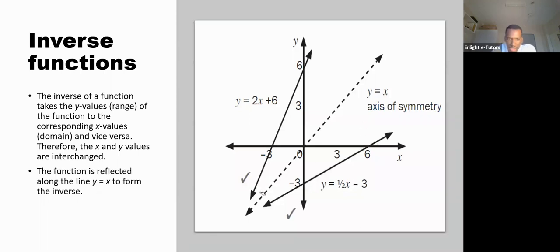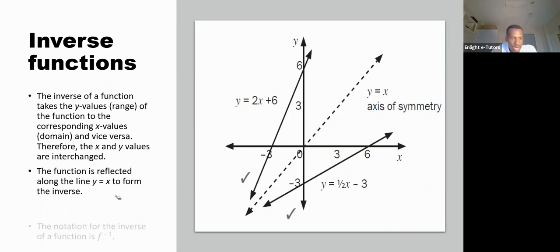Okay, obvious. The reflection axis of symmetry is y is equal to x. Y is equal to x. That is your axis of symmetry most of the time. There are some situations where it's not always like this, but most of the time it's like this.